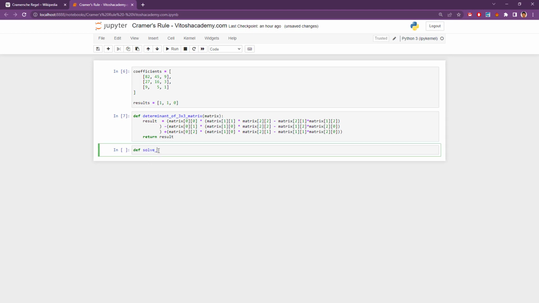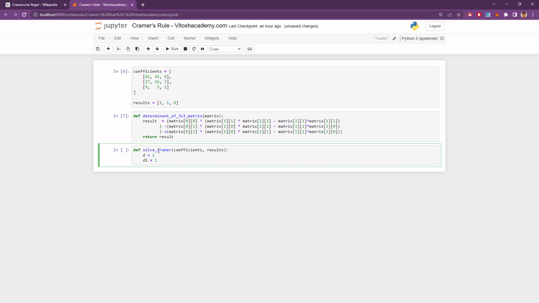Let's introduce the Cramer method with coefficients. I'm just using the tab, so I hope it would help, but it is not. Results. So pretty much I'm just writing here d equals 1, d1 equals 1 just as a placeholder, d2 equals 1, and d3 equals 1.